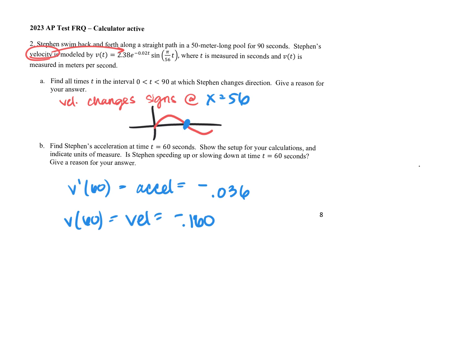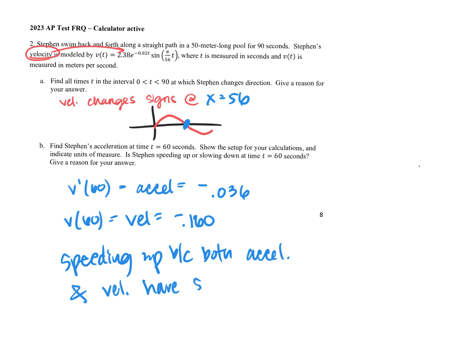Okay, speeding up or slowing down? Speeding up. Speeding up because both acceleration and velocity have the same sign at t equals 60. That's huge to write.